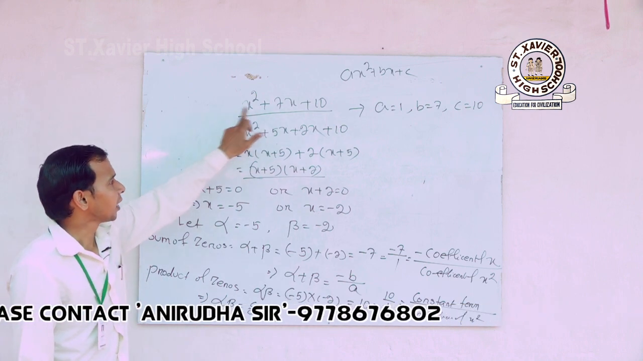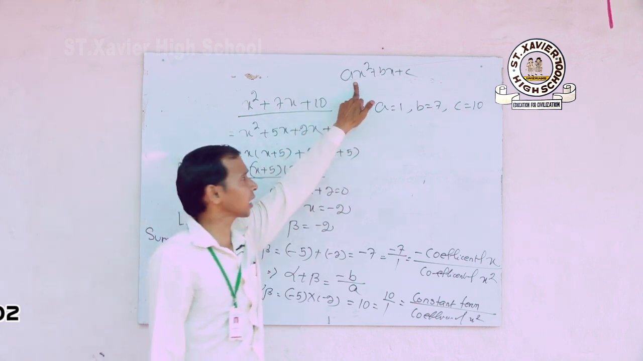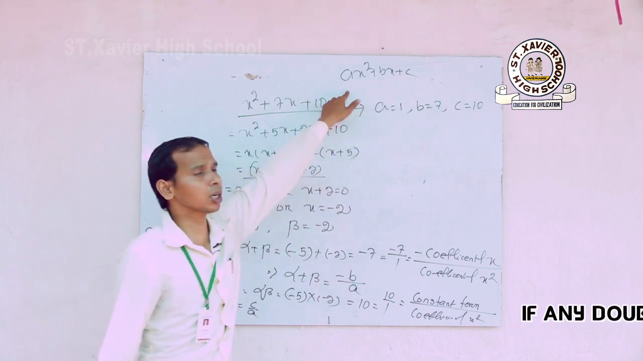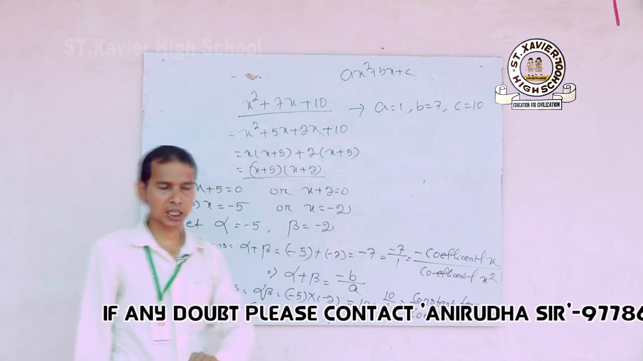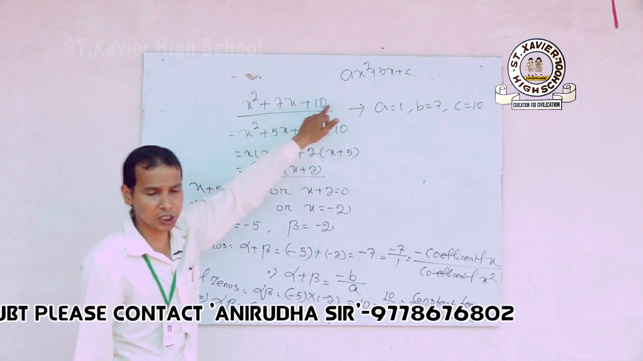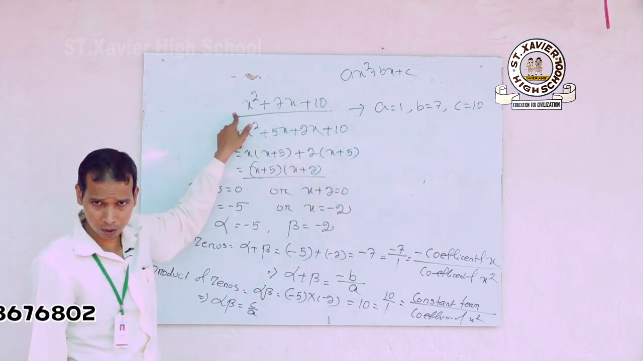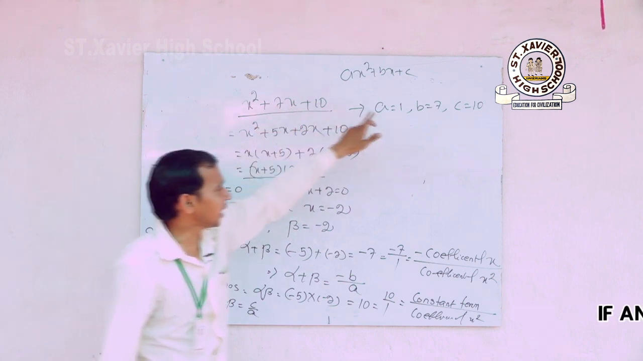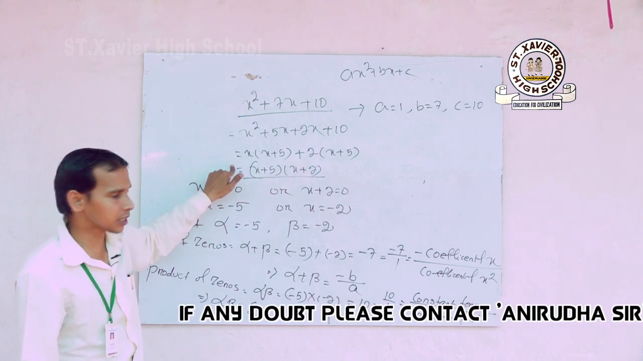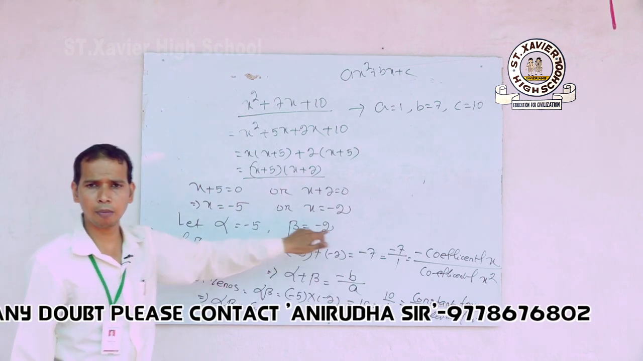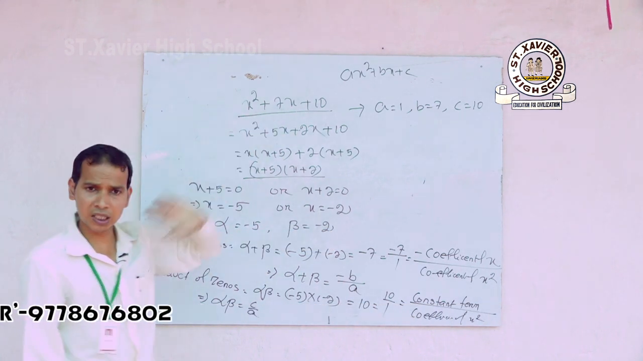Okay. Now you confirm, x square plus 7x plus 10 is given here. As the standard form is ax square plus bx plus c, a is the coefficient of x square, b is the coefficient of x, and c is the constant term. So x square plus 7x plus 10. From this polynomial, we found a as 1, the coefficient of x square, and b as 7, the coefficient of x, and c is the constant term here. So first we factorize this. After factorization, you find the two zeros. So you get minus 5 and minus 2 are the two zeros of this polynomial.